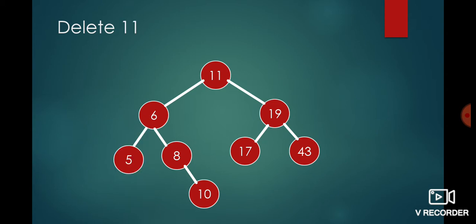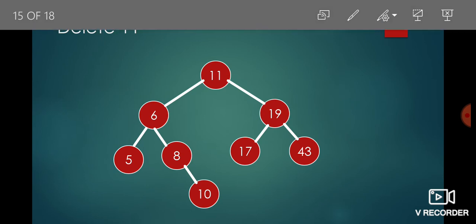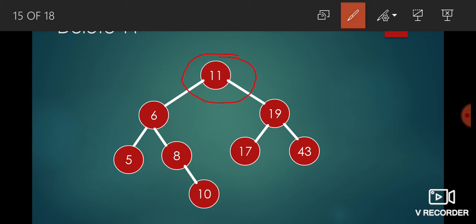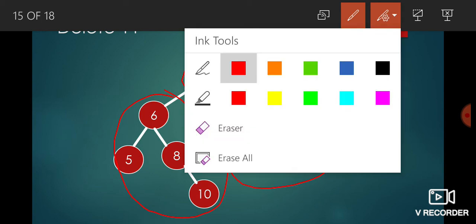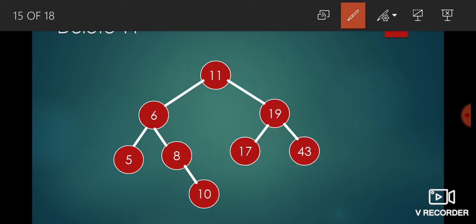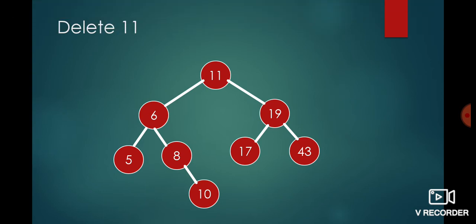Okay. So now we have to delete 11. So it's case 3. In case 1, we deleted a node which has no child. In case 2, we delete a node which has one child. And the last one, case 3, is when we have to delete a node which has two children. Okay, so we have to delete 11. 11 has two children. This is the left subtree, this is the right subtree. So how can we do it? There are two methods. One is inorder predecessor and one is inorder successor.